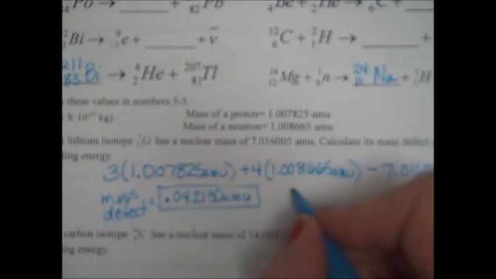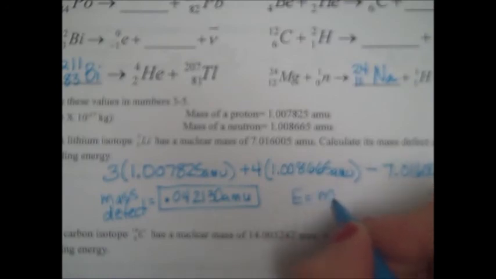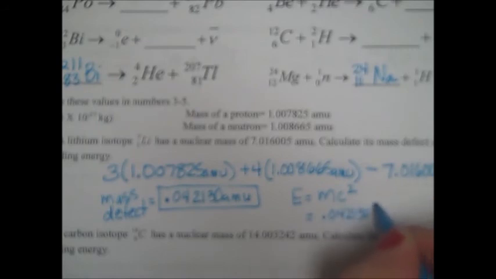Then if we want to find the energy associated with this, again, E equals mc squared. So I'm going to convert this mass into kilograms. I'll take 0.042130 times 1.66 times 10 to the minus 27 kilograms per u times 3 times 10 to the 8th meters per second squared. And I'm able to get that the energy would be 6.294222 times 10 to the minus 12 joules.